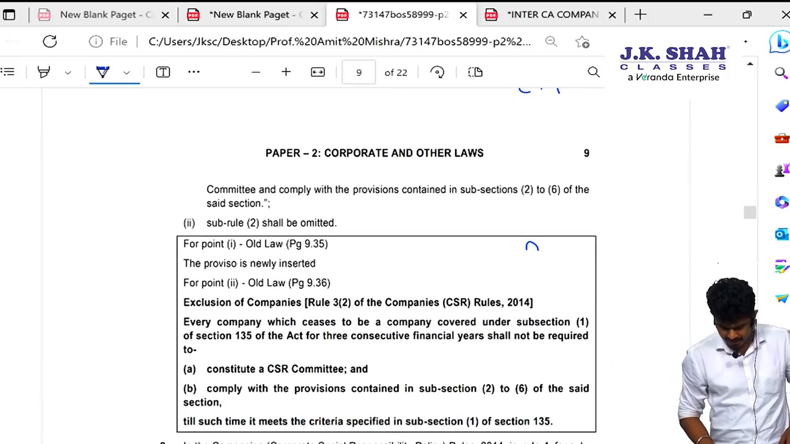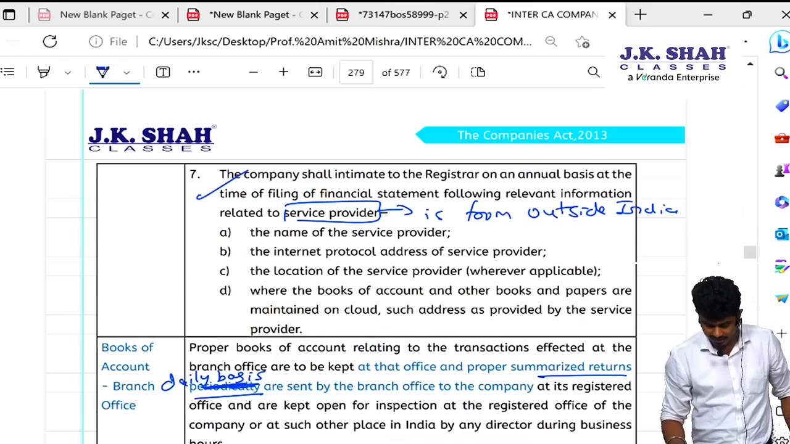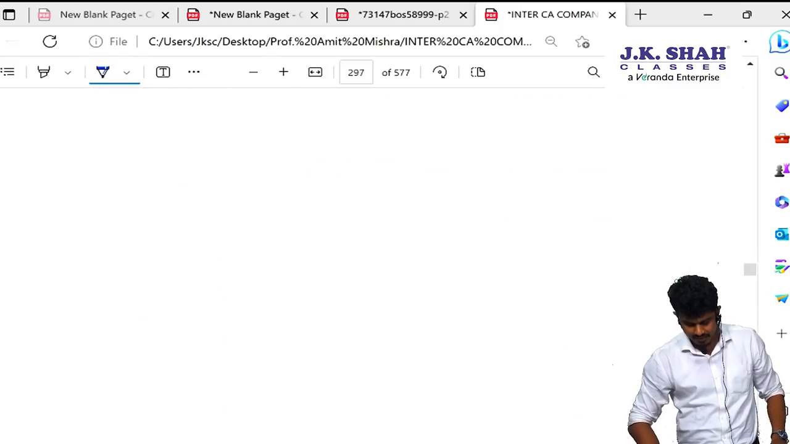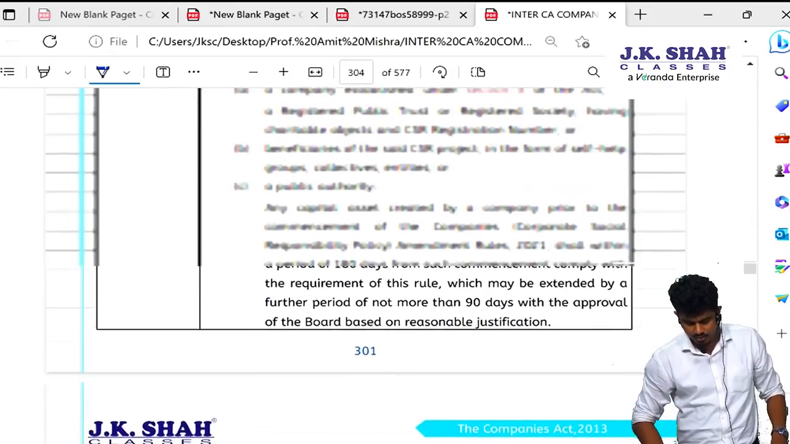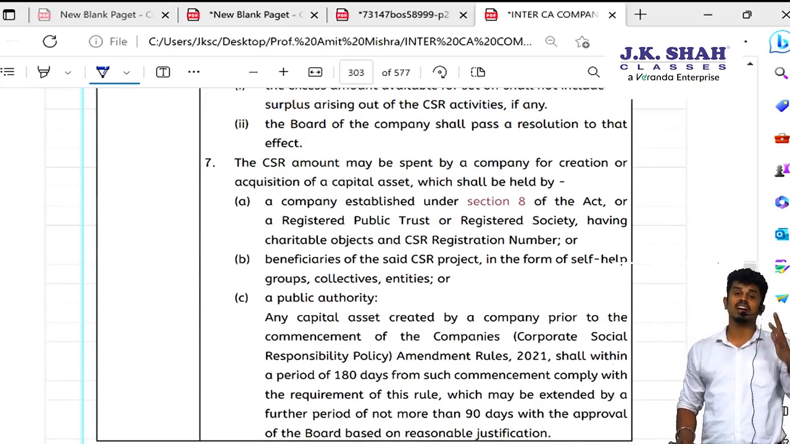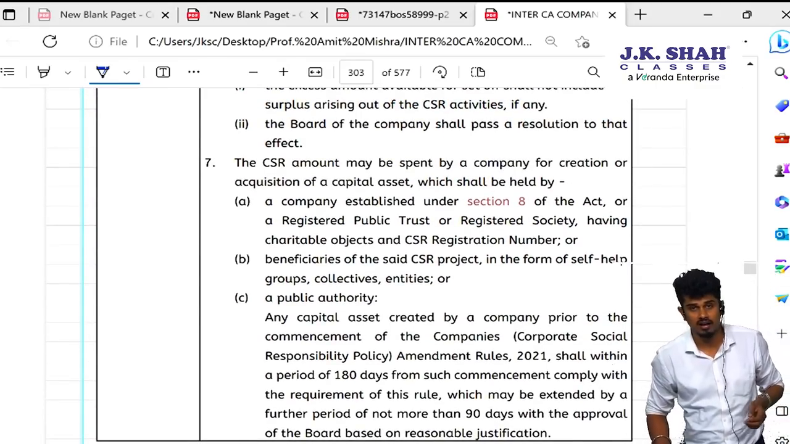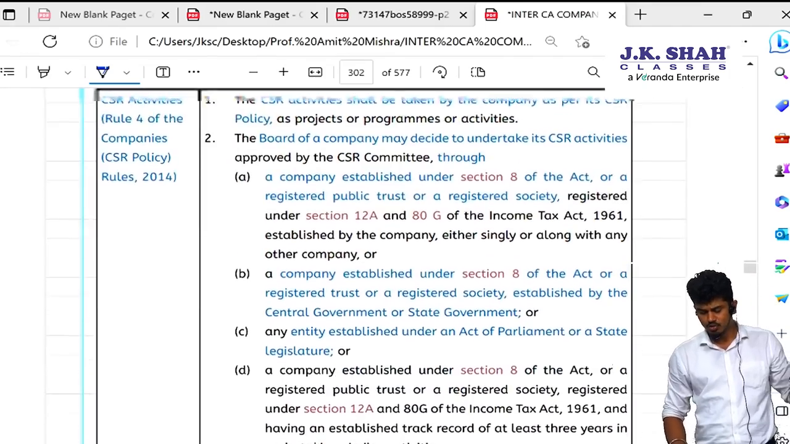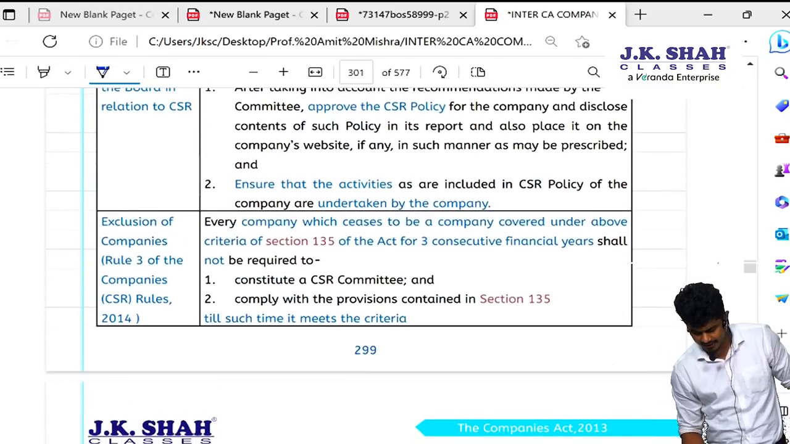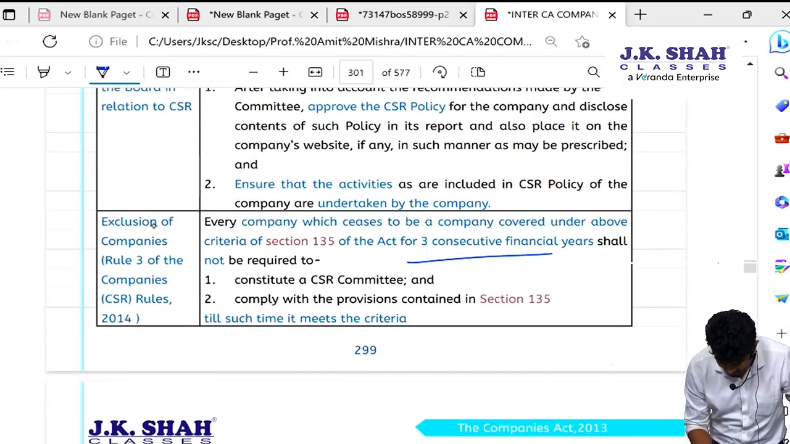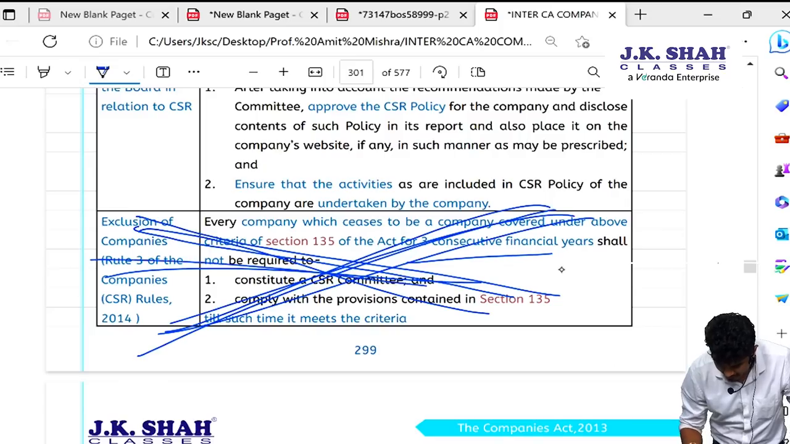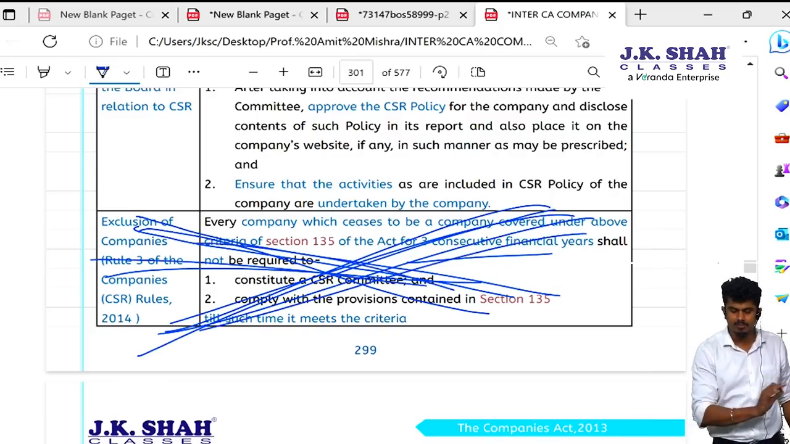And last but not the least, subrule 2 is omitted. Now, when I say subrule 2 is omitted, what do I mean by this? Every time I teach CSR, I use a dialogue: isko laga dala to 3 saal ke liye life jhinga lala. Once the provision of CSR applies, it continues to apply for a period of 3 years. Now it is omitted. It is not there. Please cancel this particular thing.